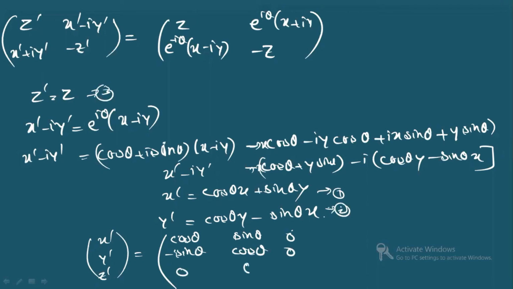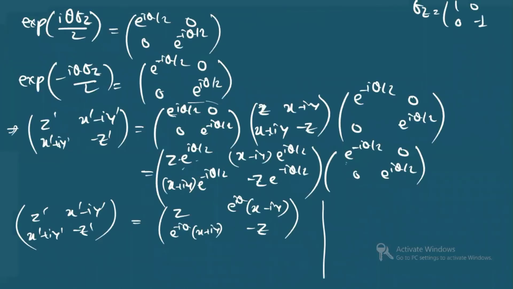So here you will get 0, 0, and z prime is equal to z, right? So it will be 1. Okay, so it is x, y, and z. So these are equations 1, 2, and 3. I have marked this to be 1, this to be 2, and this to be 3. Clear? And we have written it in the matrix form.